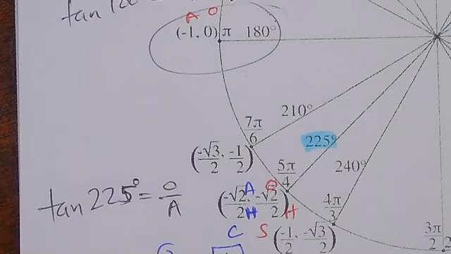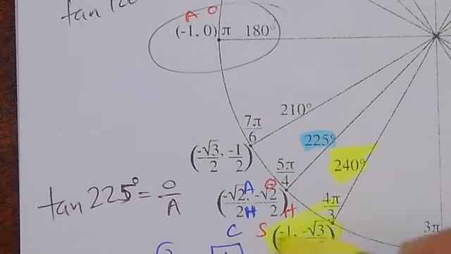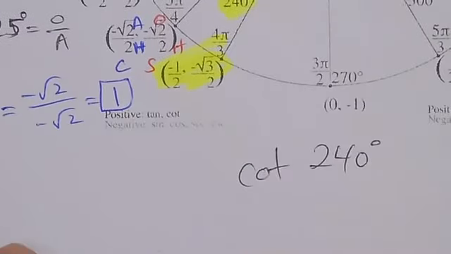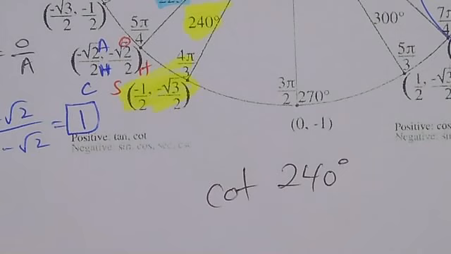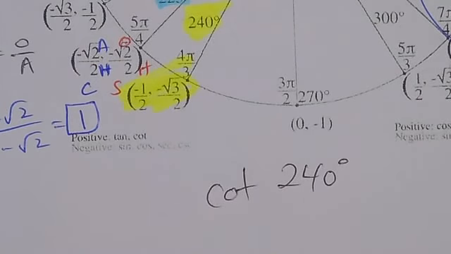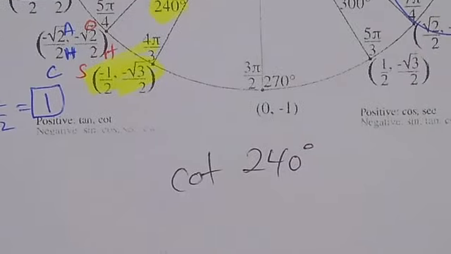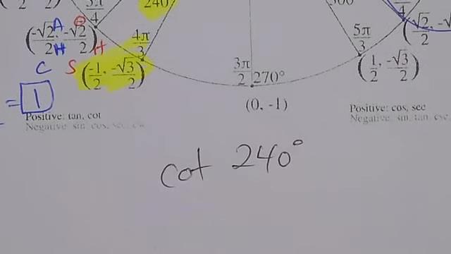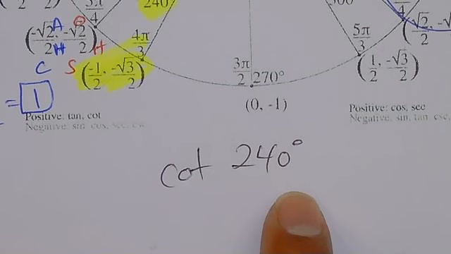What is cotangent of 240 degrees? David? What is it? Correct. The rest of you? How did you do that so fast, David? Fast and furious.